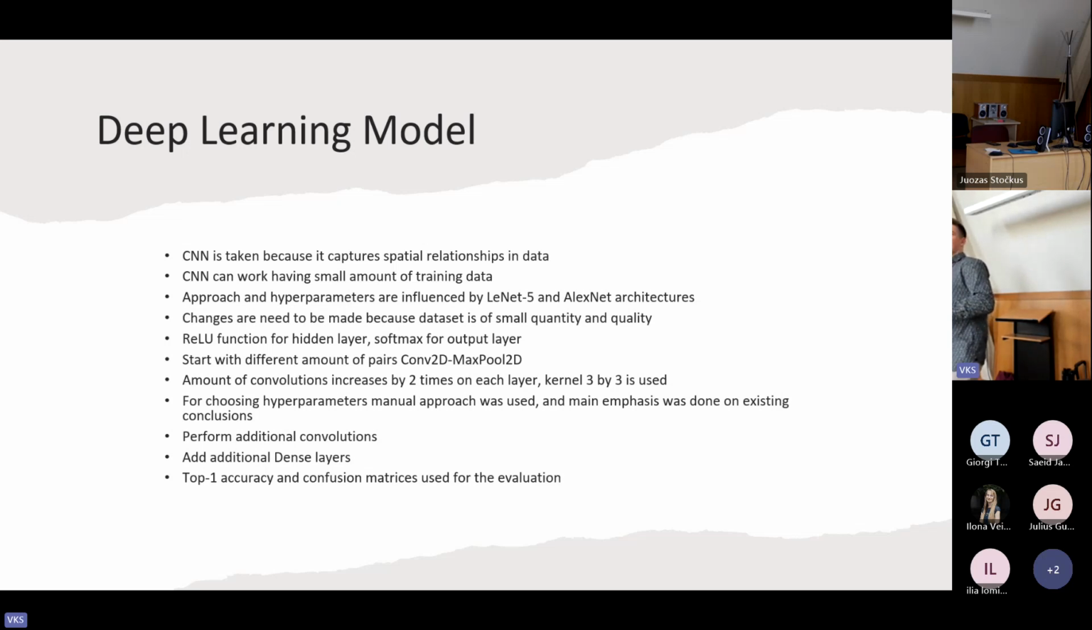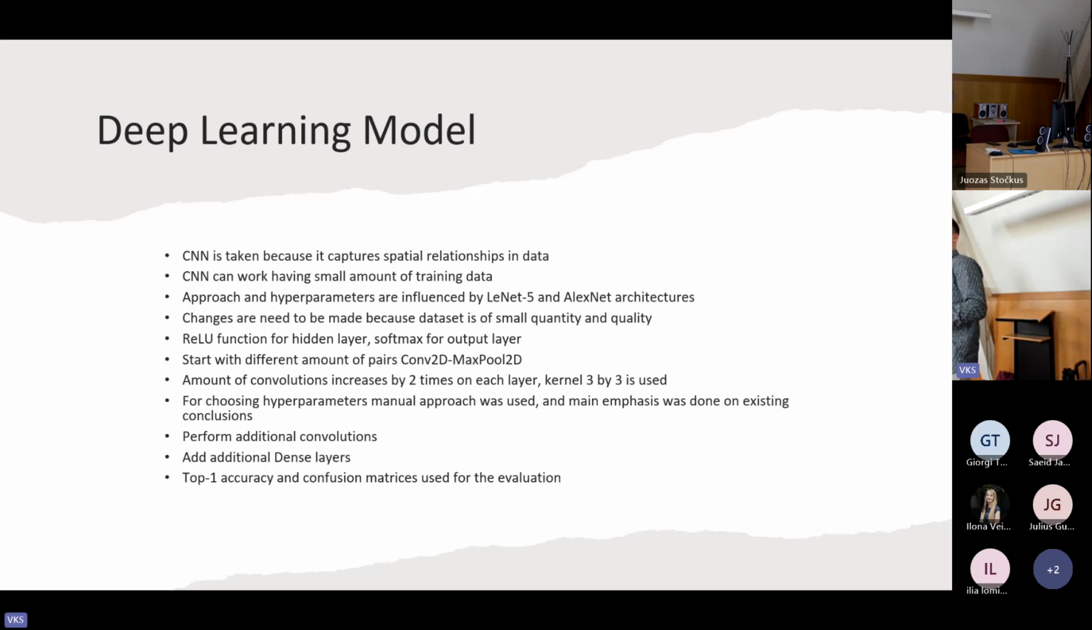My architecture plan was to start with different numbers of pairs of convolutional and max pooling layers to see how they work, then to add additional convolution layers to the best performing result, and then add additional dense layers. The number of convolution kernels started from 32 and increased by 2 each layer, so that I would be able to capture all combinations of convolutional layers.